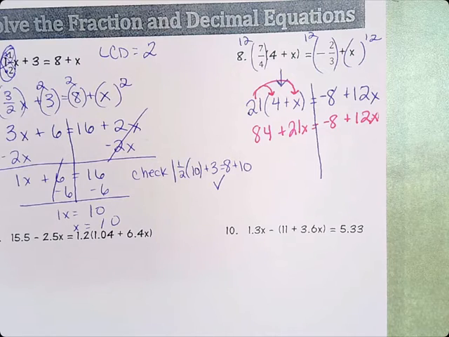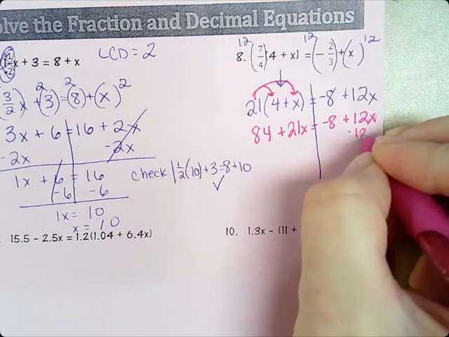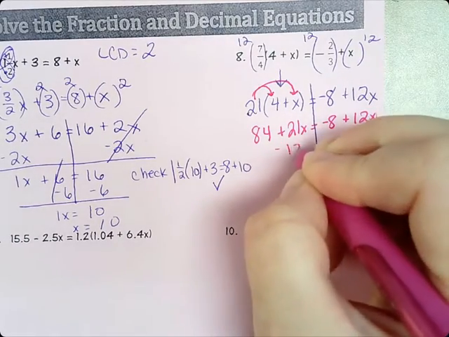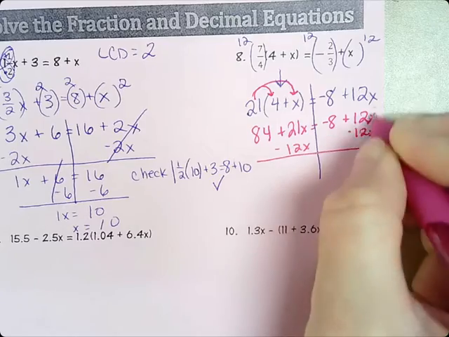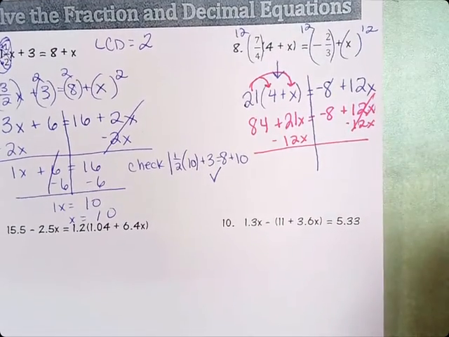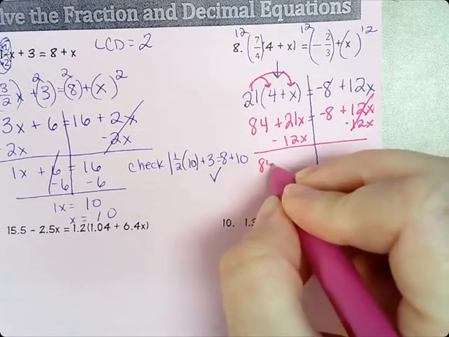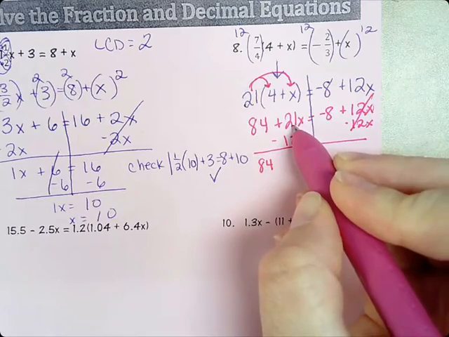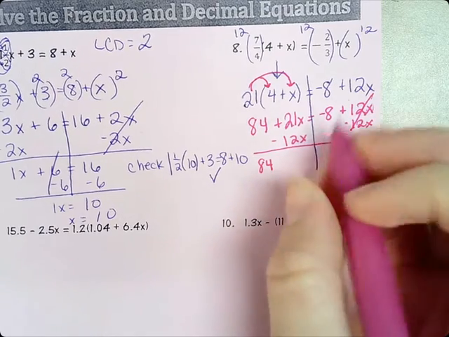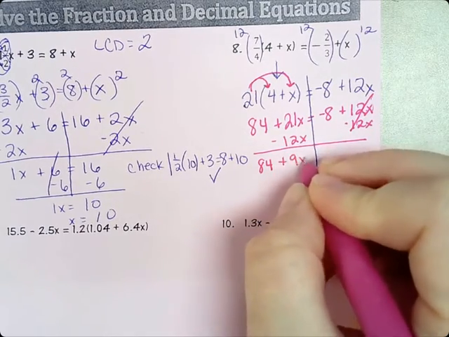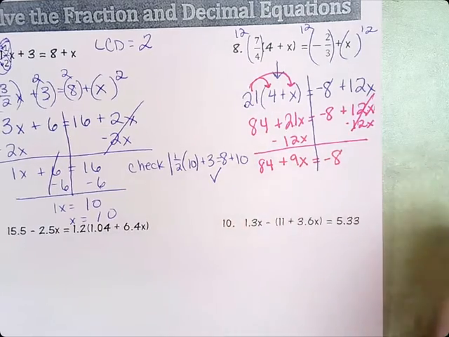And now we need to move the smaller x. So which one's smaller? 12x. So we're going to subtract 12x on both sides. 84. 21 minus 12, 9. So plus 9x equals negative 8.